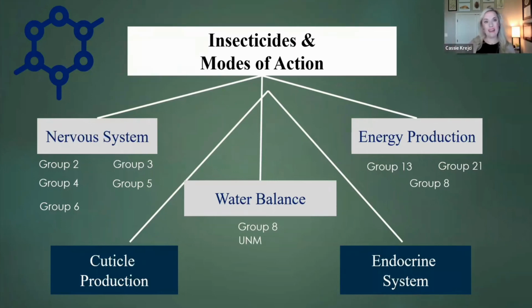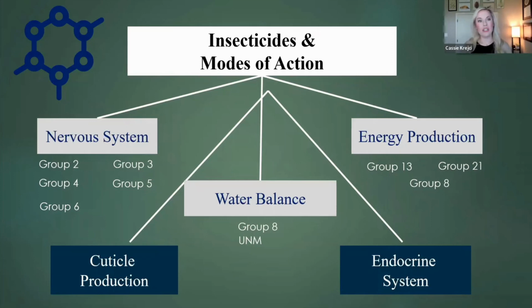So group 8 falls into both energy production and water balance, because along with stopping an insect in its tracks, they're also able to inhibit water balance as well.